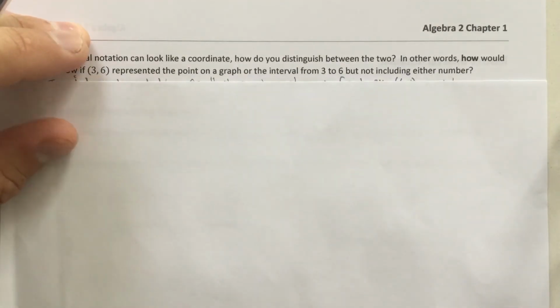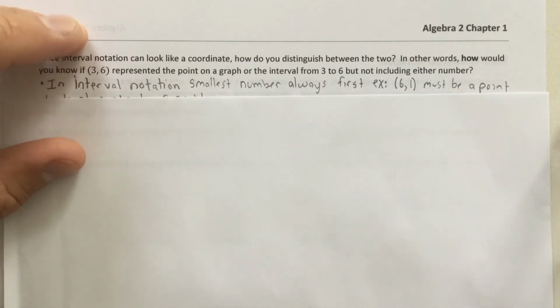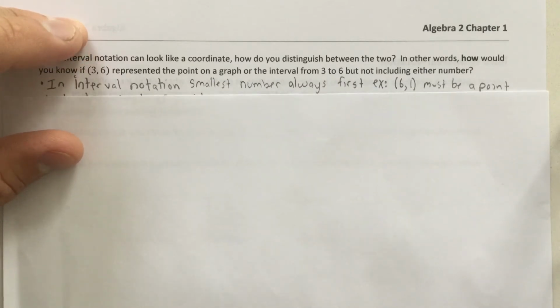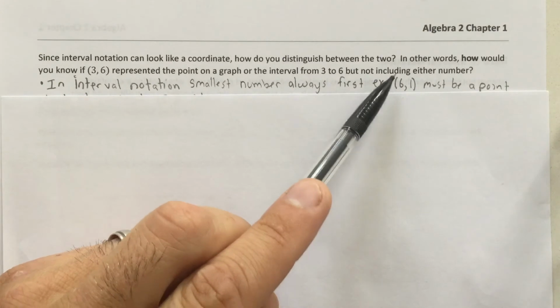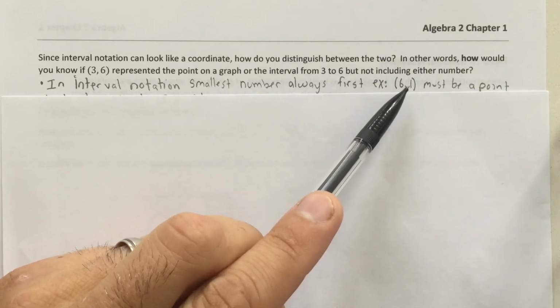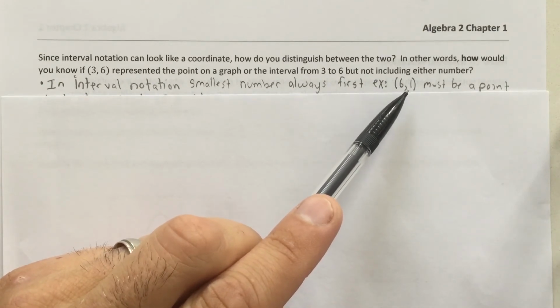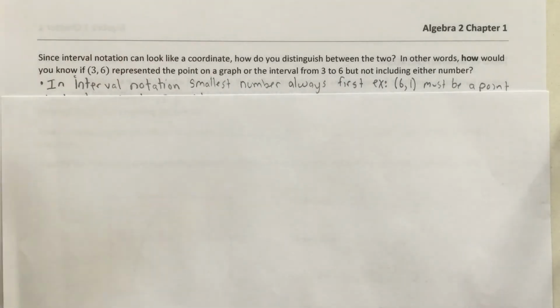So you just have to use some of your context clues. So first off, in an interval notation, just remember the smallest number always comes first. So in this case, the smallest number is coming first, but let's just say you had something like parenthesis 6, comma 1, parenthesis. That has to be a point because the larger number is coming first. And in interval notation, your smallest number always has to come first. So you know that's a point.